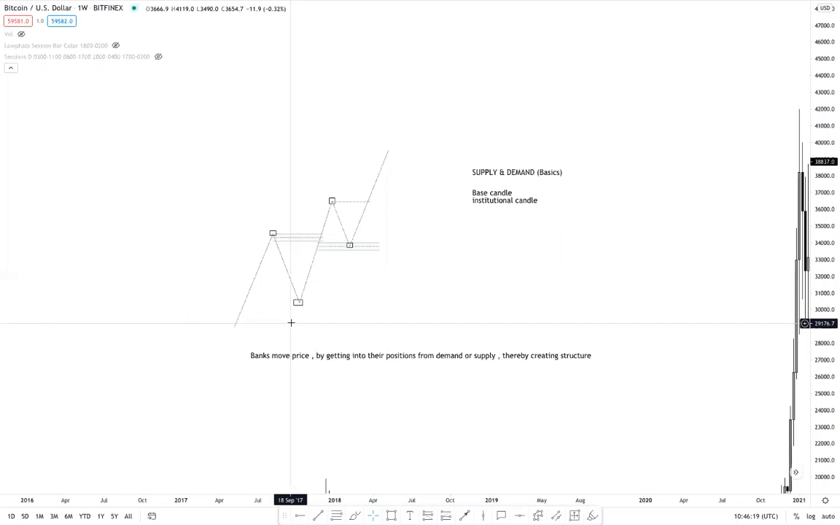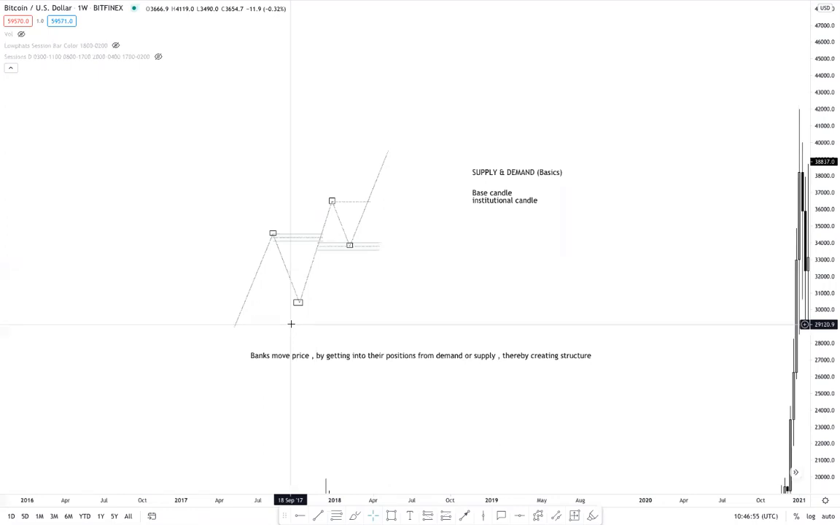From the basics, when we all learned about trading, we came across trading sessions, like the Asian session, the London session, the New York session, the Sydney session. In these time zones, there are banks, central banks, who have the power to move price. In the Asian session, there are always the Asian banks who move price, and in the London session, the London banks who get into their positions.